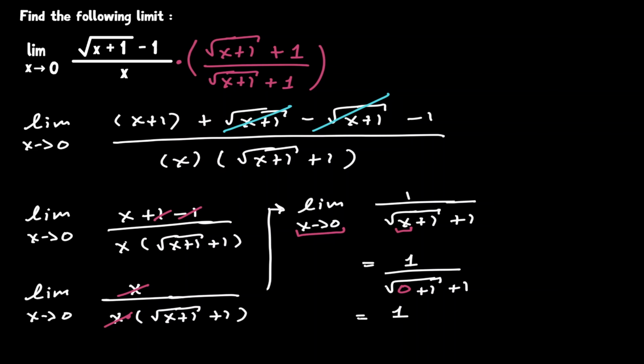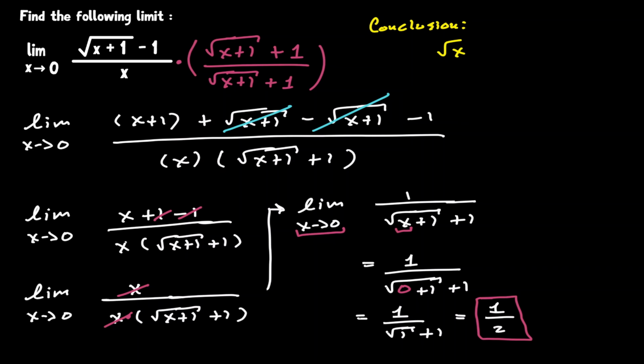And on the numerator, we got 1. And then we got the square root of 1 plus 1. We have 1 divided by 2. So we have a numerical result. So as a conclusion, we can say that when we take a look at the rational function of the square root of x plus 1 minus 1 divided by x, and we wanted to find the limit as x approaches 0, that is equivalent to 1 over 2.